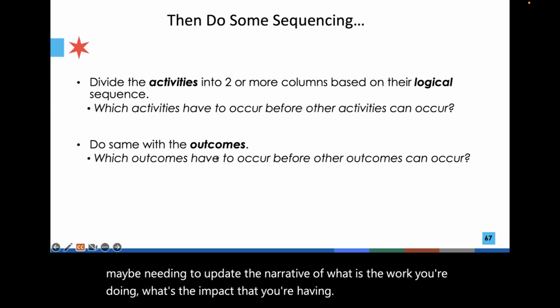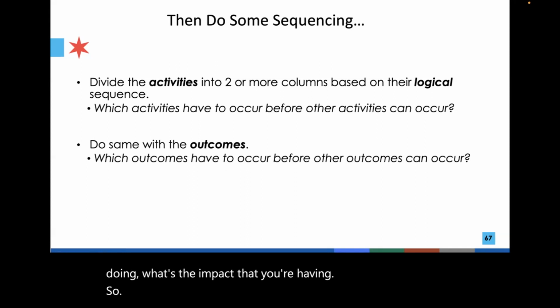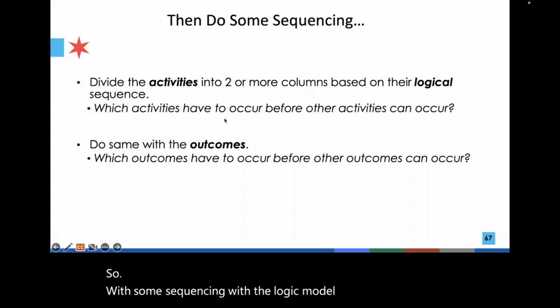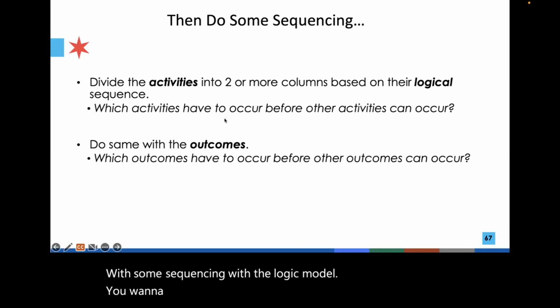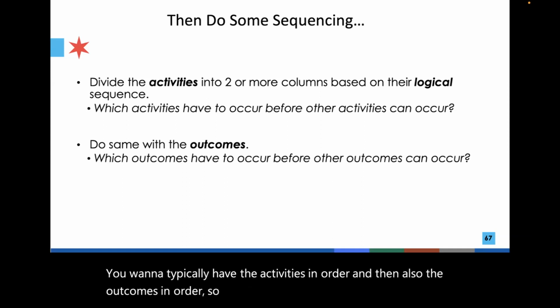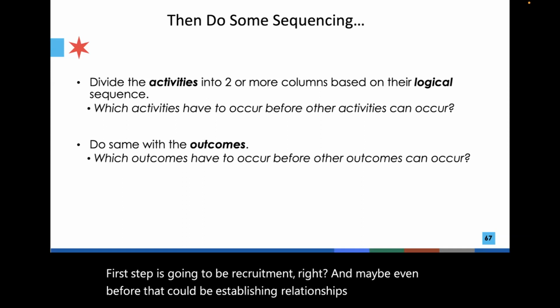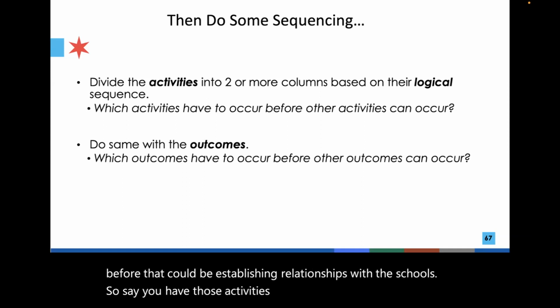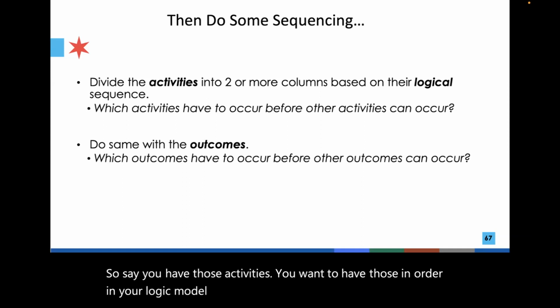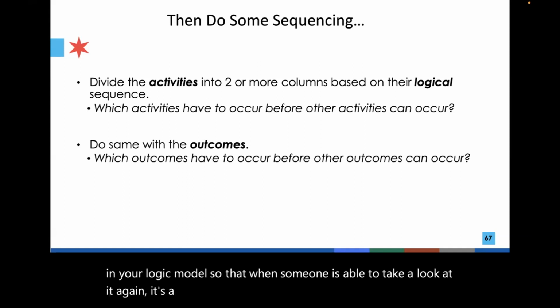Okay. So with some sequencing with the logic model, you want to typically have the activities in order and then also the outcomes in order. So if you have something like an after school program, first step is going to be recruitment, right? And maybe even before that could be establishing relationships with the schools. So say you have those activities, you want to have those in order in your logic model so that when someone is able to take a look at it, again, it's a wide view of what's happening in the program.